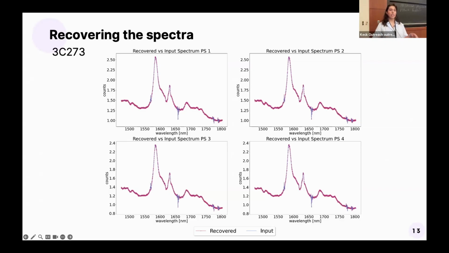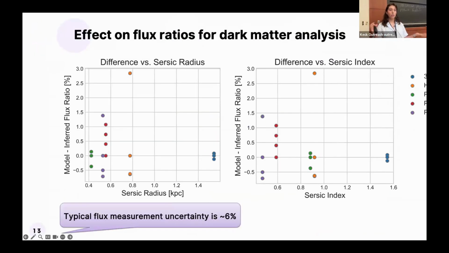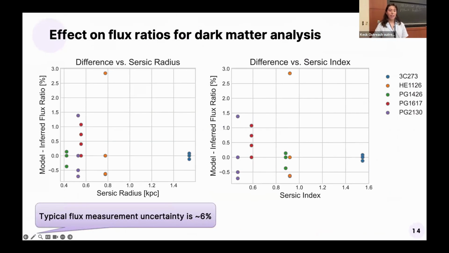Now I can do the same. This is an example that I've shown you for just one of the lenses, to visualize it, but I can do it for all of the five sources that I have, and then see how well I am able to recover those flux ratios that I was talking about. These flux ratios are what I need in order to do the dark matter analysis. So this is what is important for us to see whether or not we can place better constraints on the dark matter. And for the five sources, I see that I do a really, really good job at recovering them, because the typical flux uncertainty is about 6%. So all of my measurements fall well within that uncertainty.